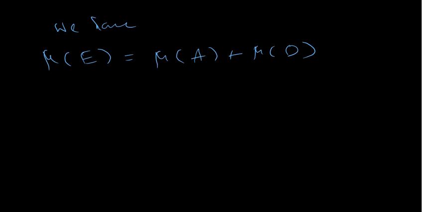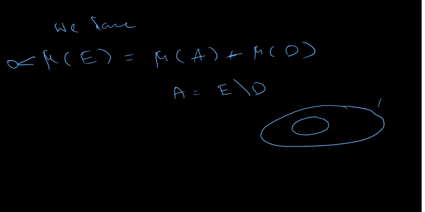So we have mu of E equals mu of A plus mu of D, and this is positive. Why is this? Because A is equal to E minus D and D is a subset of E. Here is E, and this is D. So the measure of E is equal to the measure of D, this portion, plus this shaded region.